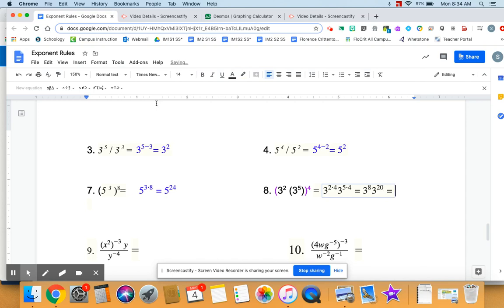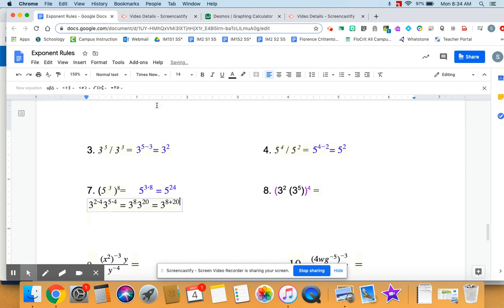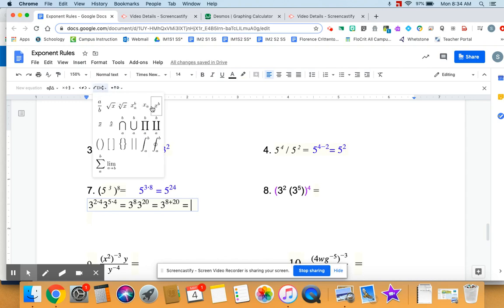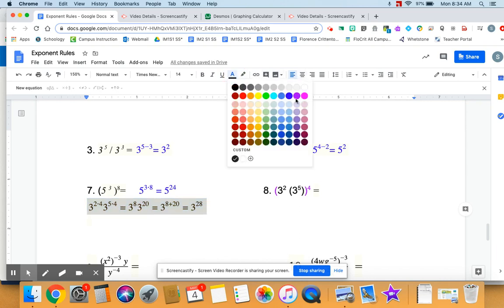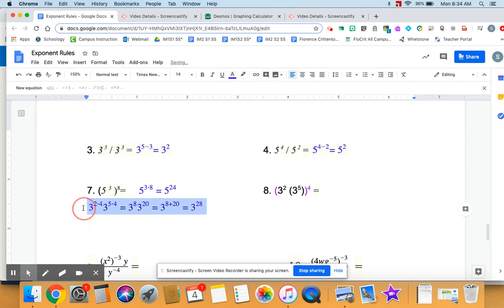And then finally, because these are getting multiplied now, the rule is that you add the exponents. And so we have 3 to the power of 8 plus 20, which becomes 3 to the power of 28. And that's how you do one with multiple rules involved.